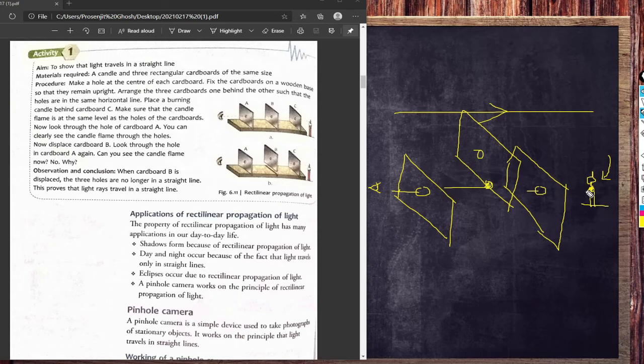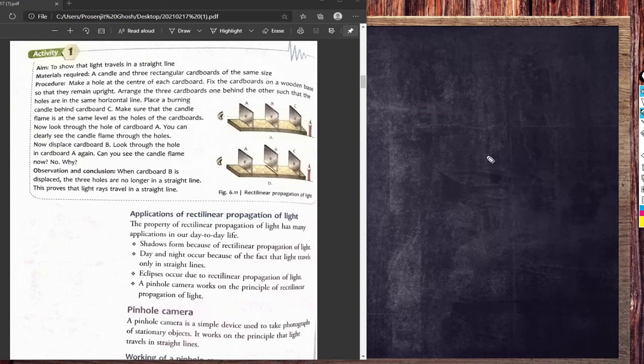The light ray coming from the candle cannot pass through the cardboard because it is behaving as an opaque material. So there is no further propagation of the light, and then we can say light always propagates in a rectilinear way. So that is a very important relation for the rectilinear propagation of light.